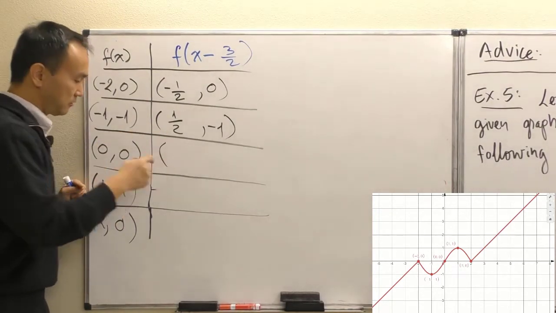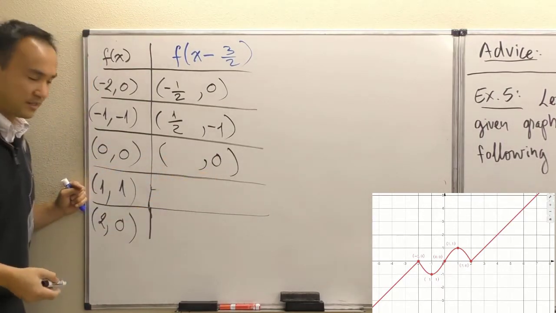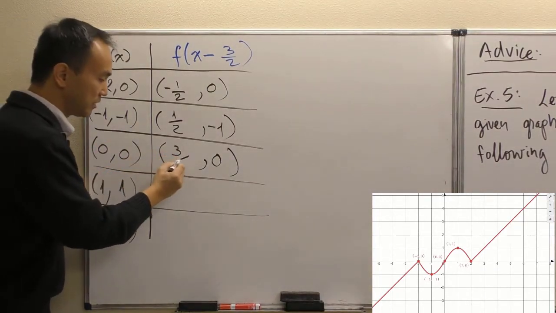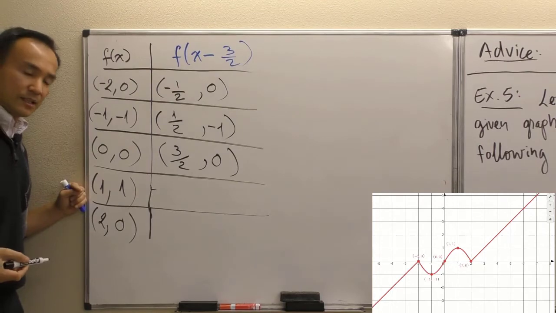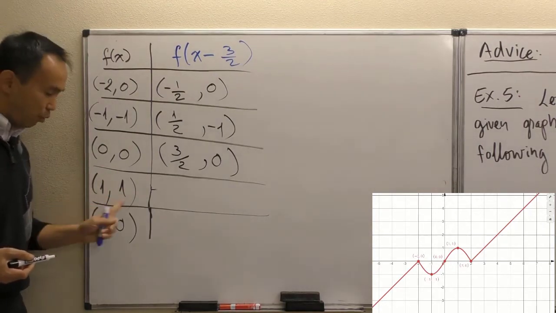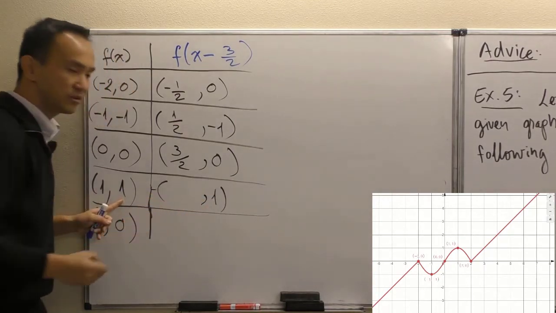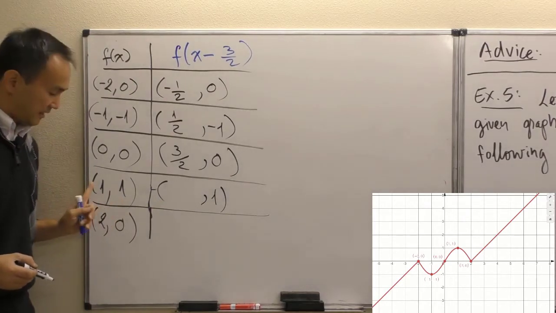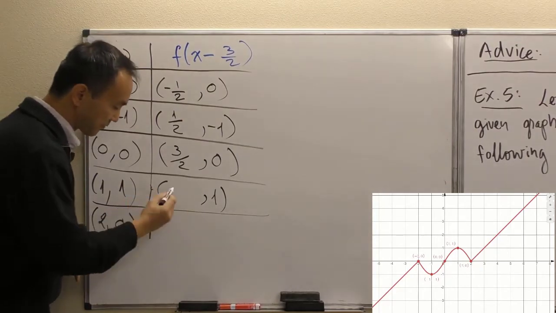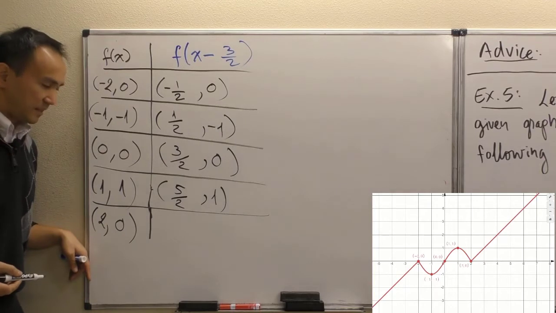Okay, and now this pair right here, the y value stays the same. The x value is currently 0. We're going to add 3/2, which gives me 3/2 precisely. This point right here at 1, 1, the y value stays the same after the comma. And now 1 plus 3/2 is 5/2. Okay, it's a 5/2.